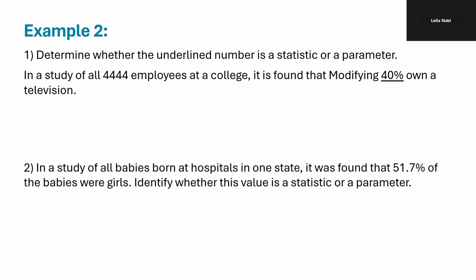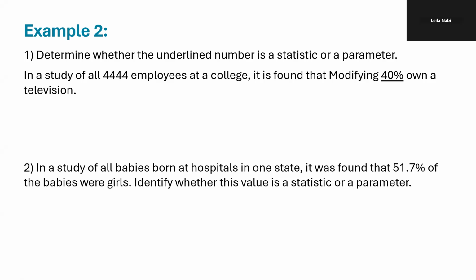In this example, we determine whether the underlying number is a statistic or a parameter. We said that a parameter is everything that describes the whole population. A statistic describes the sample, that means a group of the population, not all of the population. So the first example: in a study of all 4,444 employees at the college, it is found that 40% own a television. Okay, so the study is on all 4,444 employees at the college.